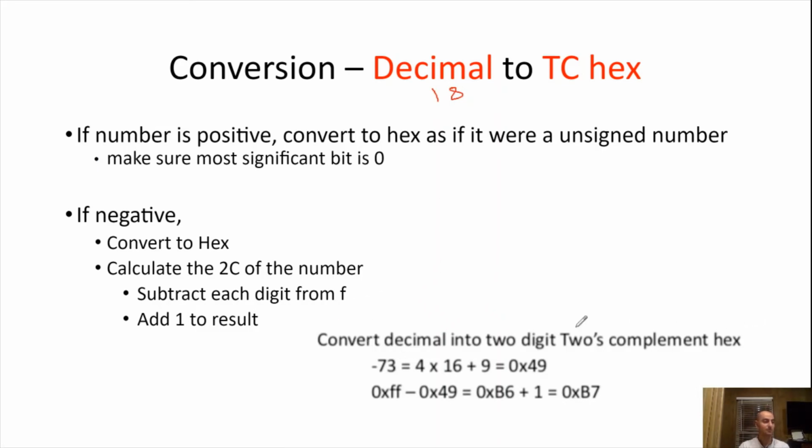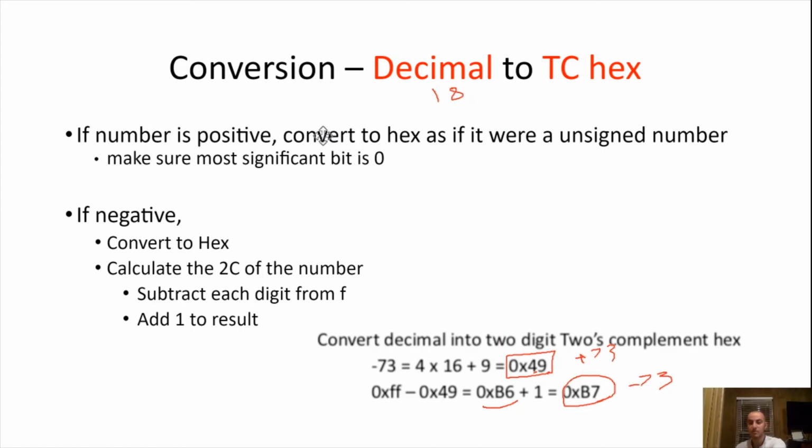So here we have the example. We have minus 73, and first we calculate the 73 in hex. When you calculate 73, you're going to get 49. So that's your hex number. And then how to do the two's complement now? We subtract that from F, we get this number, plus 1, we get that. So this is going to be our two's complement representation of minus 73 in hex. So this one is positive 73, and this is negative 73. And that's it for the hex number.